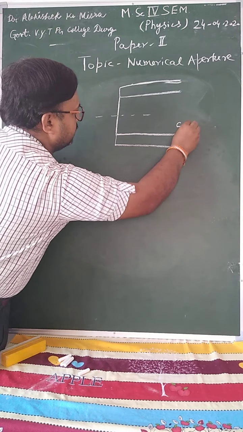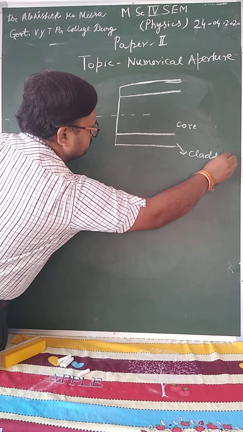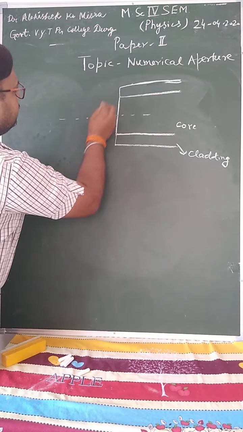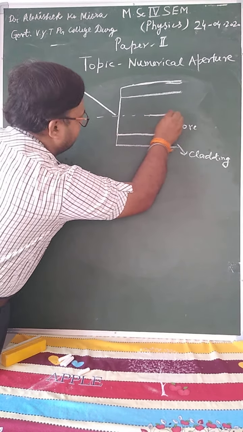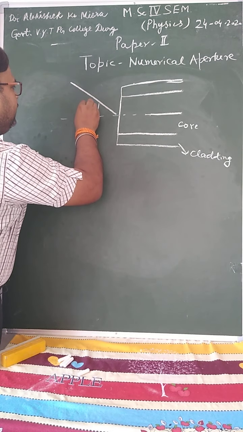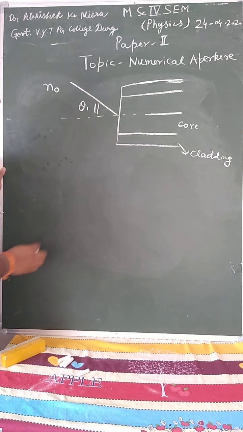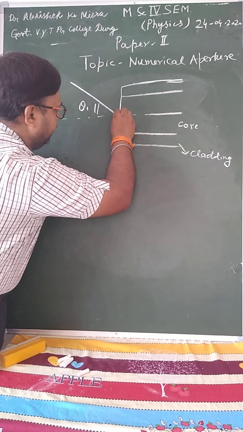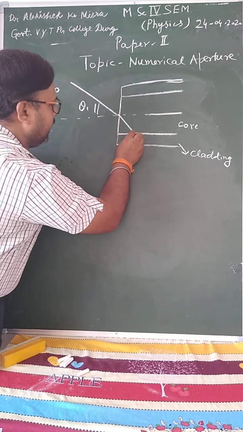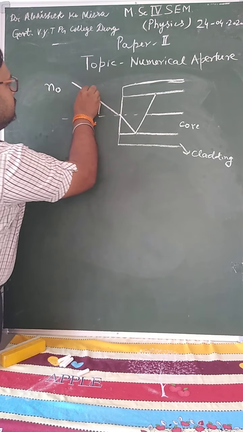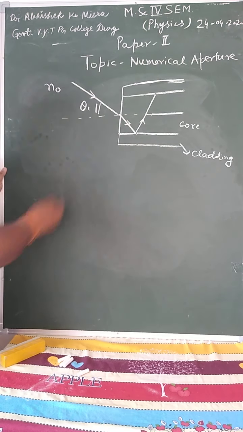This is core and this is cladding. Consider a light is incident on the axis of the fiber at an angle θ1. Let the refractive index of this medium be N0. At this point, it suffers refraction, goes towards this side and then is reflected. So, here is the light coming from. This is refraction and that is reflection.